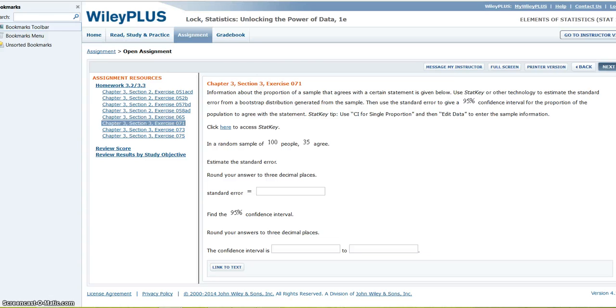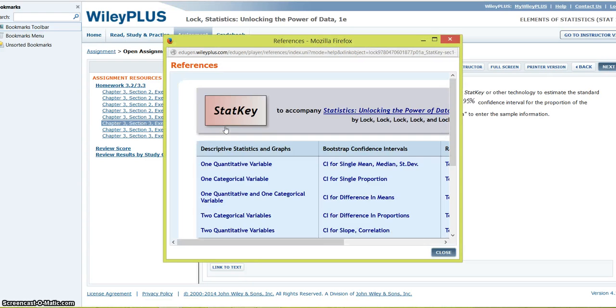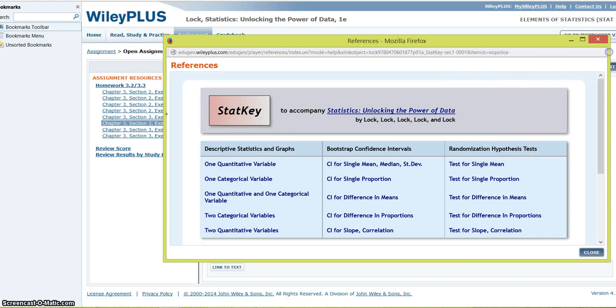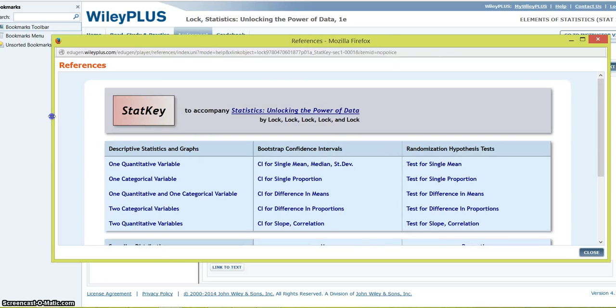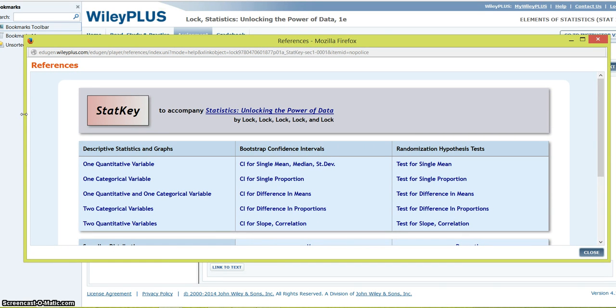So here we have a random sample of 100 people and 35 agree. If we are going to use StatKey to do the bootstrap distribution, we need to know that our sample size is 100 and 35 is the number that agree. Okay, so I'm going to click to access StatKey, and make the window bigger so we can see what we're doing.